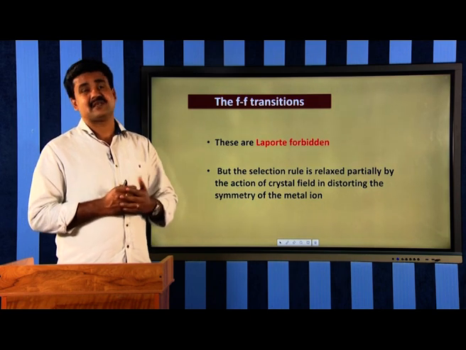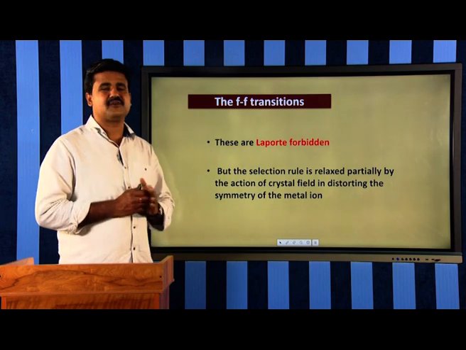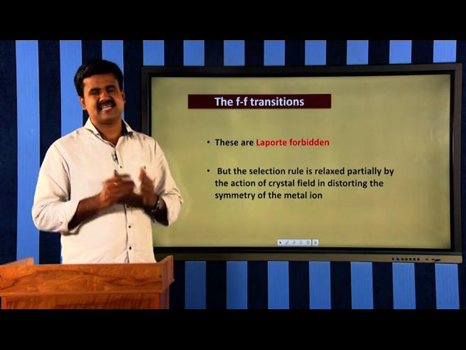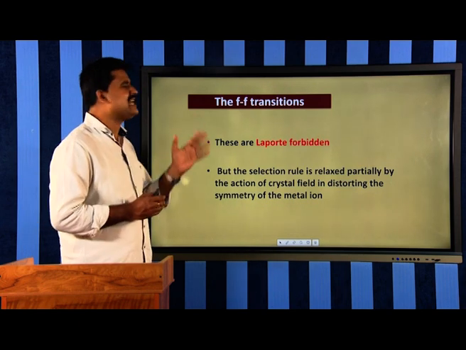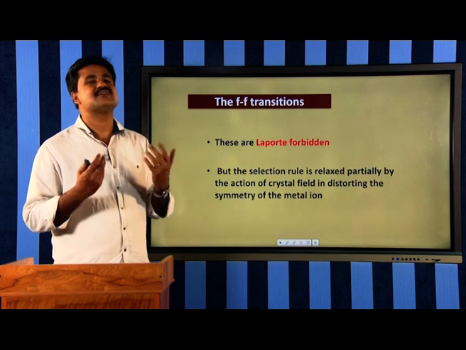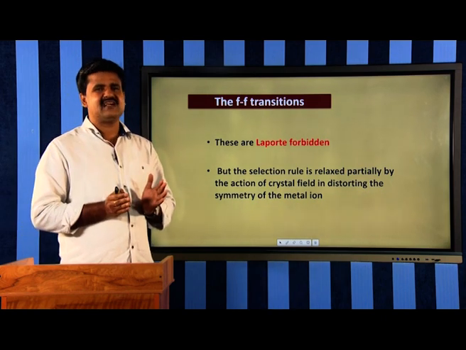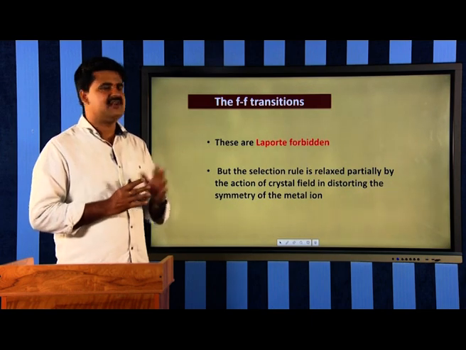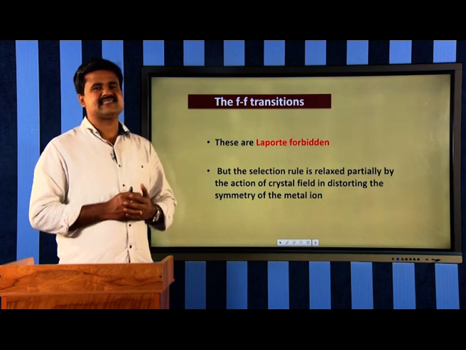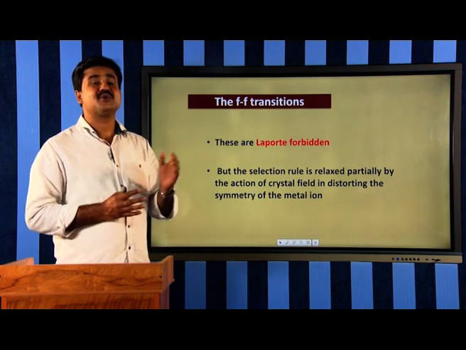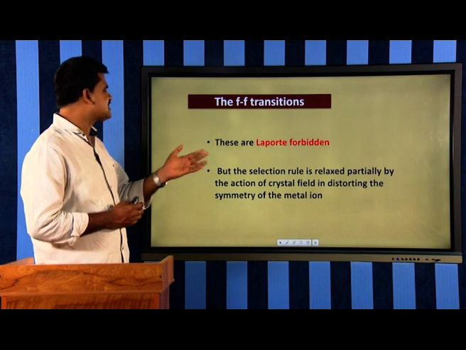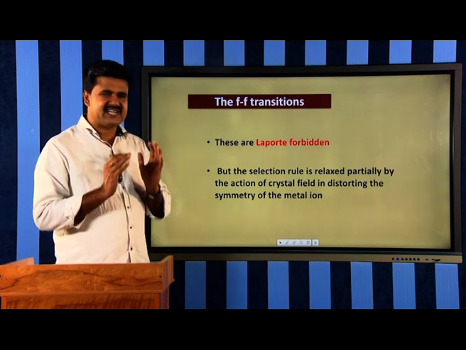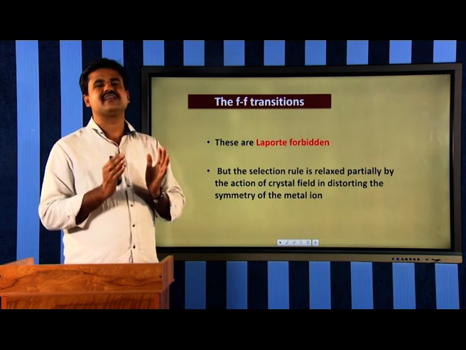L means azimuthal quantum number. For the first f orbital and the second f orbital, the azimuthal quantum number remains the same. The value is 3. Therefore, delta L is equal to 3 minus 3, that is equal to 0. As per theory, the Laporte rule will not permit the f-f transition. However, there are some cases where the Laporte selection rule gets relaxation, and this relaxation is due to crystal field effects, distortion effects that occur during the complex formation.